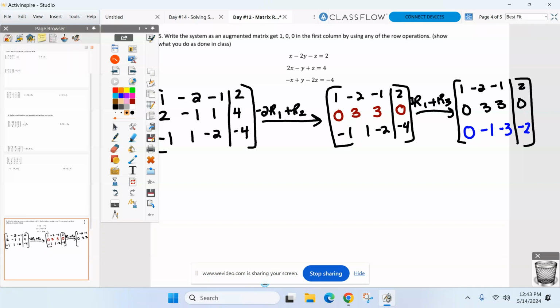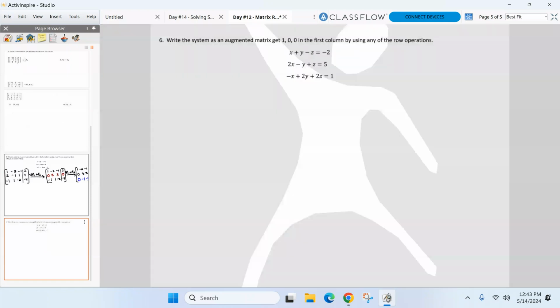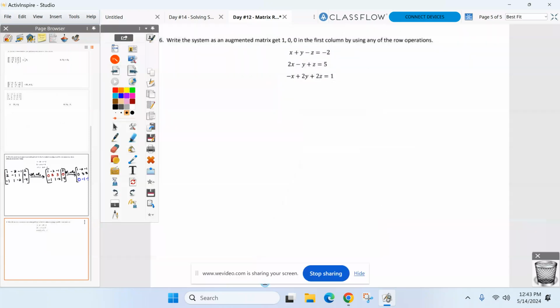Questions about this one before we get to the next one? And I'm prepping you for what's going to happen here after we're done with the next one. All right, let's try it again. One doesn't make you great. Okay, here we go. Write it as a matrix first.